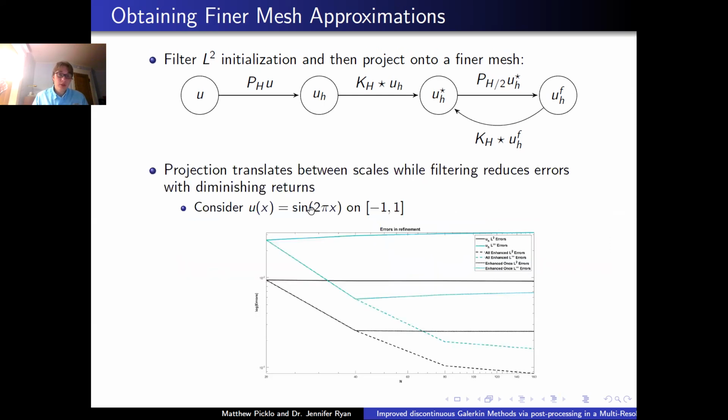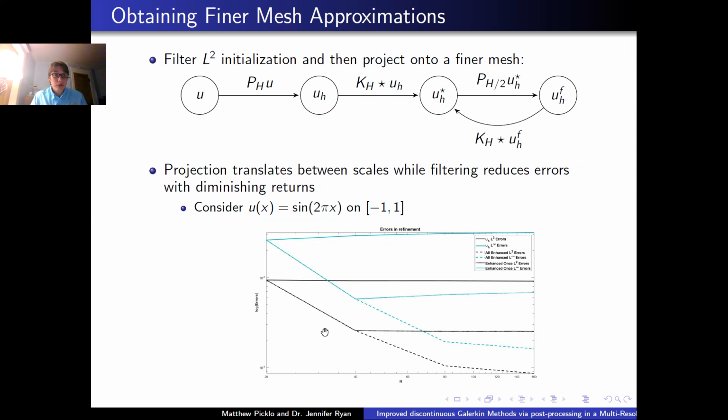So if we consider just the L2 and L infinity errors of this sine function under this procedure, using 2p+1 B-splines of order 1, what we see is that if we just keep projecting the projections onto finer meshes without filtering, the error doesn't change. That's because we're projecting a polynomial of some degree on an element onto a sub-element of that element. So nothing's going to change.